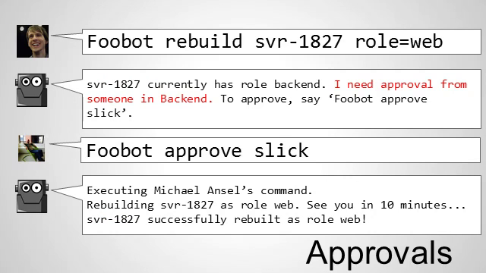A more detailed example is with approvals. So say I want to rebuild one of our servers with a new type of image on it. I want to take one of our backend servers and reprovision it as a web server. So I go into chat and I put in the asset tag and what the new server role will be. Whenever I try to reprovision it, the bot comes back and says, hold on, that server has a role that's owned by some other team.